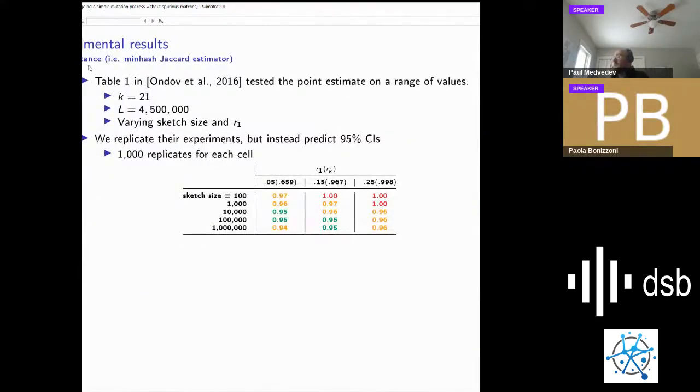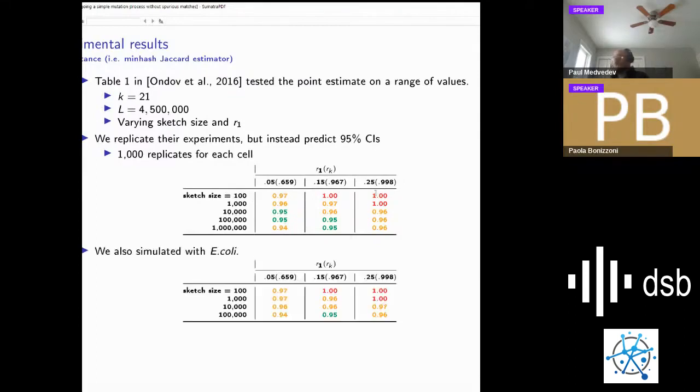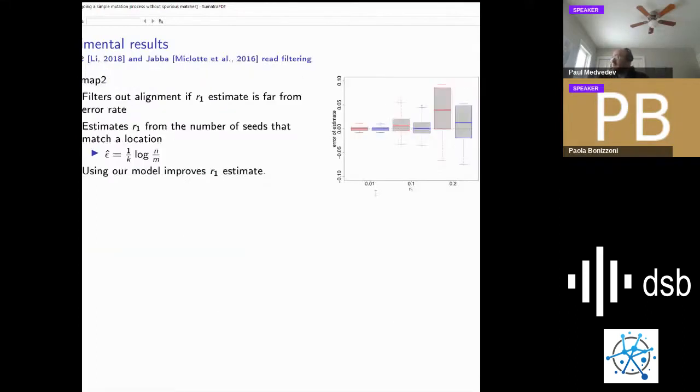We also tested the Minhash Jaccard estimator, and now I'm running out of time. So we basically replicated a table from the original paper, but instead of reporting the point estimate, we're reporting the validation of the confidence interval as a function of different sketch sizes and mutation rates. And we see, again, very good results, except for some extreme values of r1 and very small sketch sizes. Also, we did this with E. coli and got similar results.